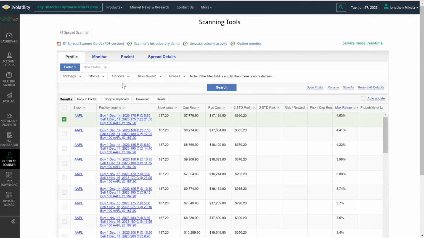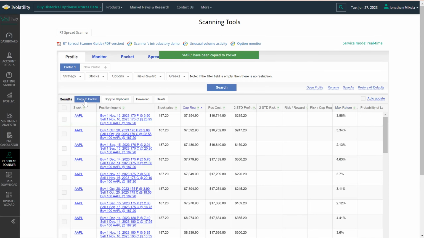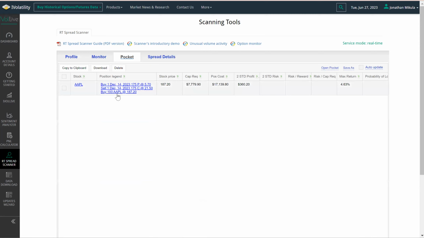What you do if you want to have that trade follow you for further analysis, you add it to your pocket. So, you could copy to a clipboard and then paste that into your Excel or whichever spreadsheet you're using. You could download it and then open it in Excel, or you copy to Pocket, my favorite thing. Because now what happens is in this pocket, we start building the list of trades that we're most interested in. So this was my favorite, let's say, conversion in this example for Apple.